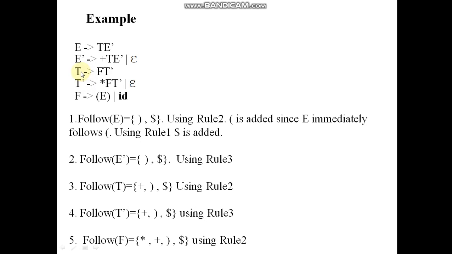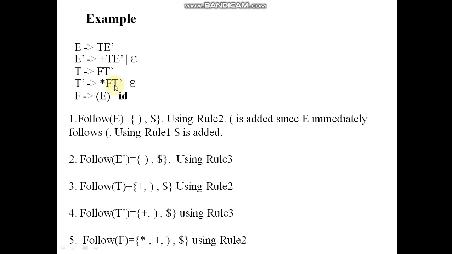Now let us find out the follow of F. To find the follow of F, we have to see the occurrence of F in the production bodies of the given grammar. Here F occurs in the production body of T and T dash, and in both production bodies the immediate symbol after F is T dash. Okay, and it is a non-terminal, not a terminal. Therefore we consider the first rule or second rule. So let us consider the second rule, that is T dash gives star F T dash, in order to find the follow of F. Here we have to apply rule number 2 of the given procedure.